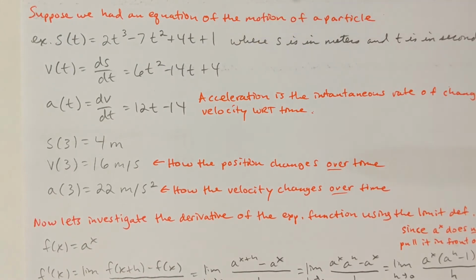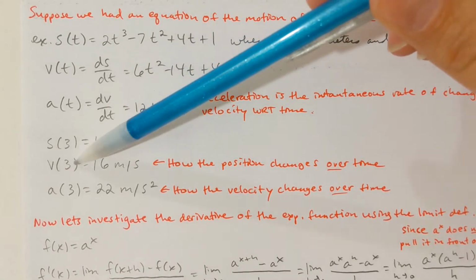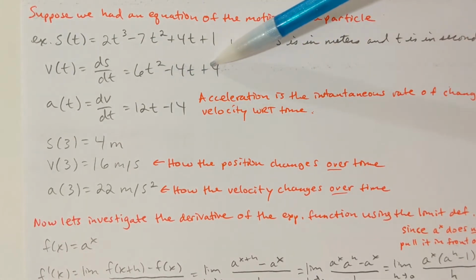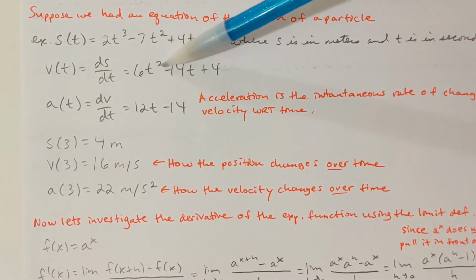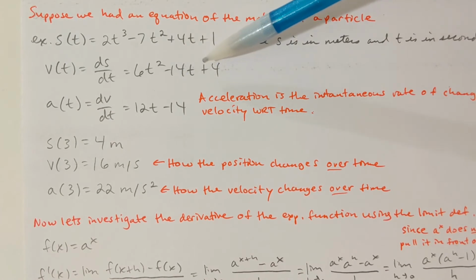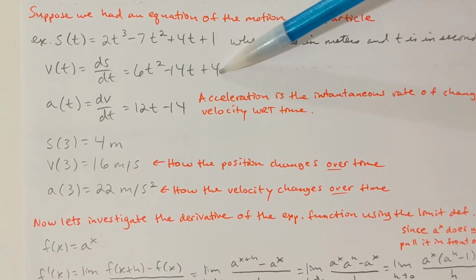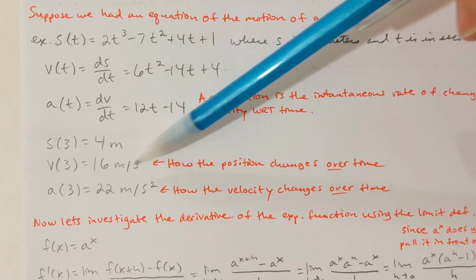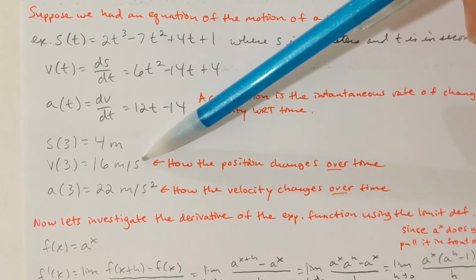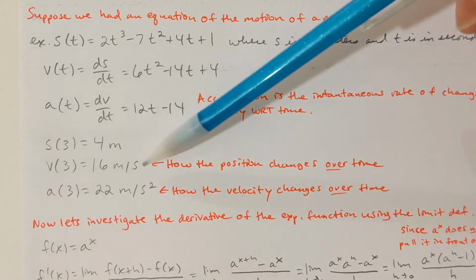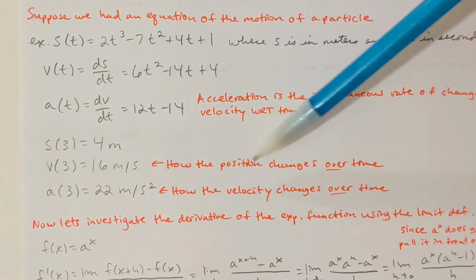Okay, now how about the velocity of the particle at 3 seconds? Well, if I plug 3 in to the velocity function, 6 times 9 is 54, and then minus 42 is 14, plus 4 is 16. Meters per second. Make sure that you have the units there, because you're looking at how the position changes over time. The position is in meters, the time is in seconds.